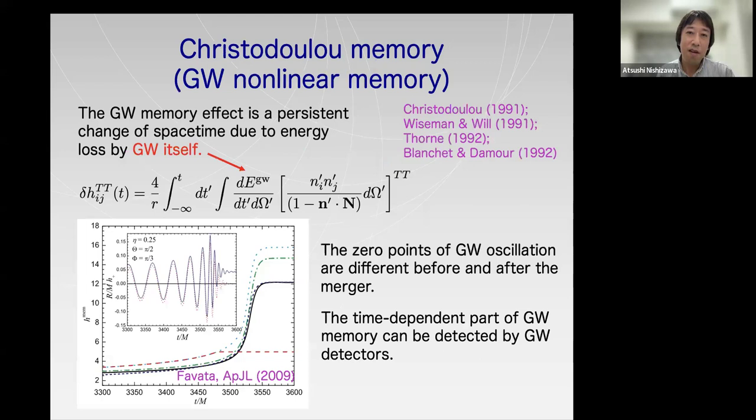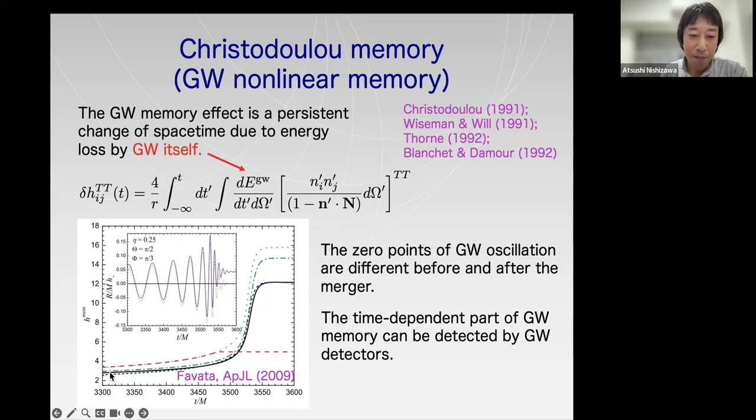But the interesting case is gravitational wave nonlinear memory. This memory effect was found by Christodoulou. In this case, the energy injection is by the gravitational wave itself. So the energy injection of the gravitational wave produces the persistent change of the gravitational wave amplitude. In this sense, this is a nonlinear effect.